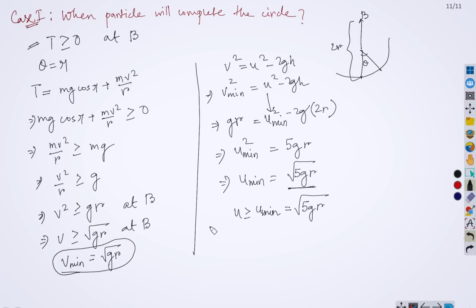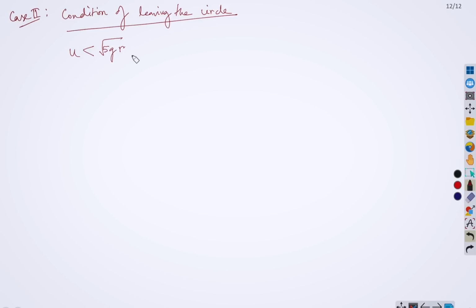Yes? Now we will go to our case 2, that when the particle, we write here, our case 2 will be the condition for the particle leaving the circle. Okay? That is, the particle will not complete the entire circle. So definitely in this case u should be less than square root of 5gr. Yes? Otherwise the particle will complete the entire circle, as we have discussed earlier. So we obtain our right hand bound that u should be less than square root of 5gr. And what would be our left hand bound? We have to determine this condition.